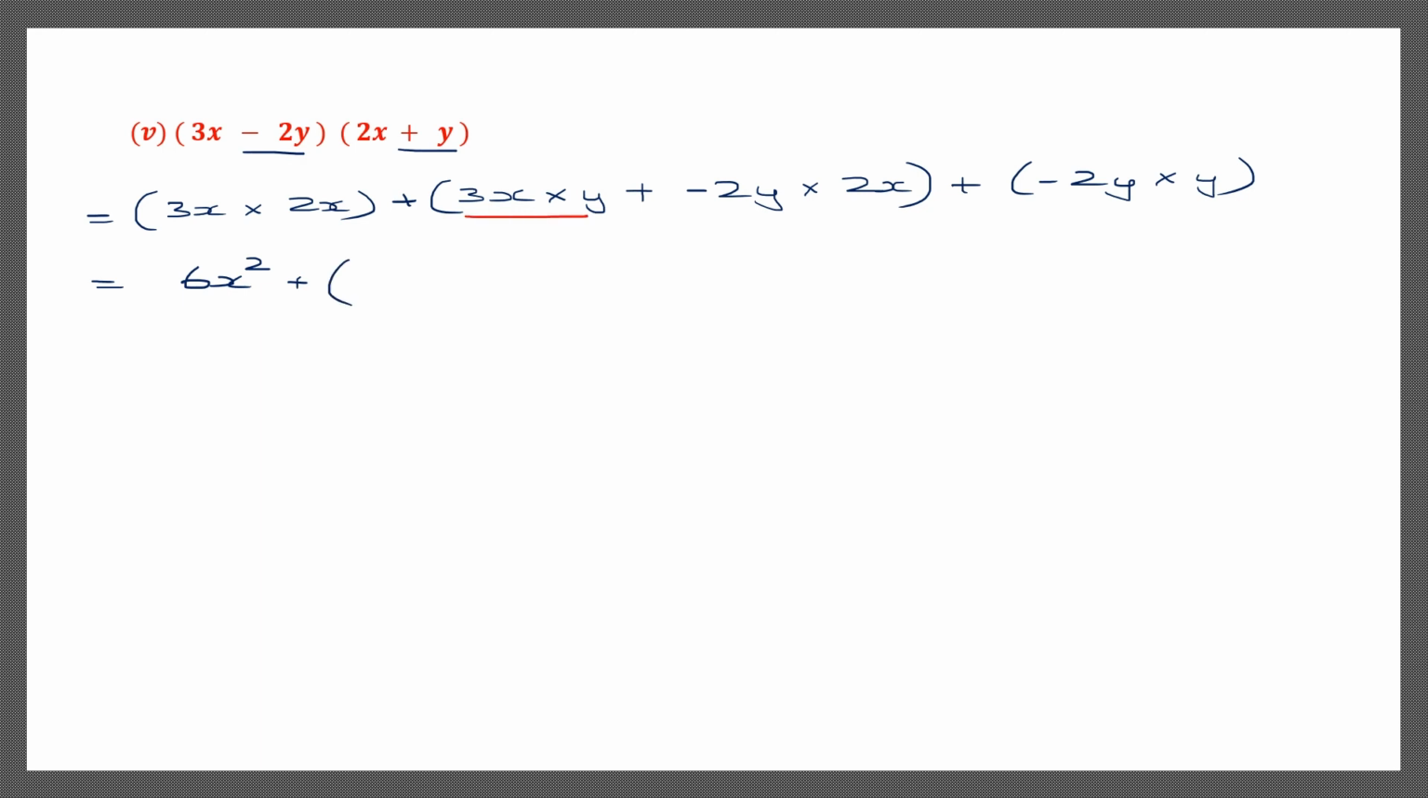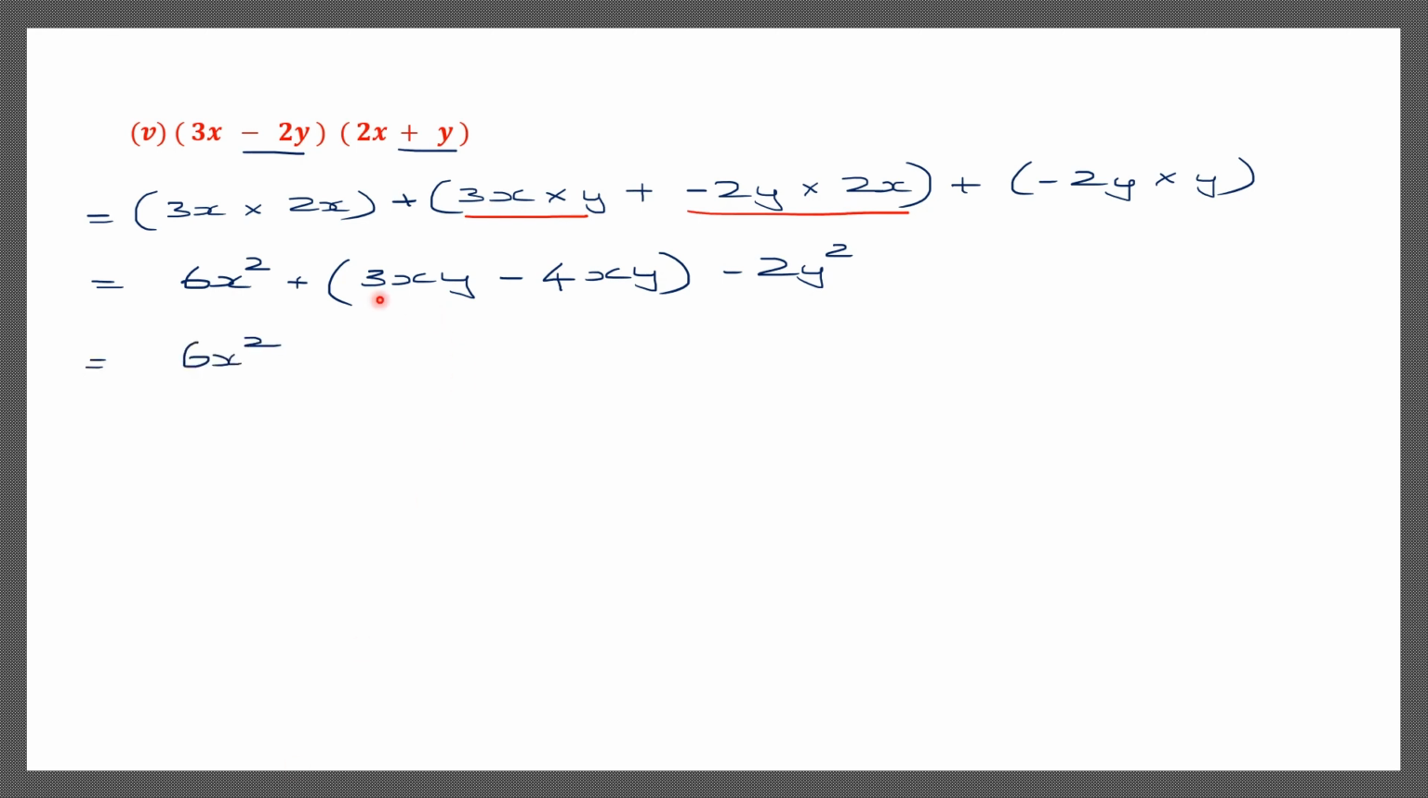3x into y will be 3xy. Then here we have minus 2y into 2x. The sign is minus. 2 2's are 4. y into x is yx or xy. Then here what do we have? Minus 2y into y is minus 2y square. So this will be 6x square.